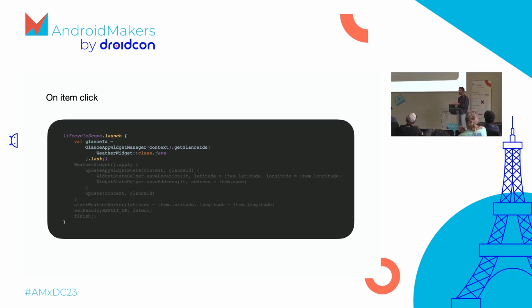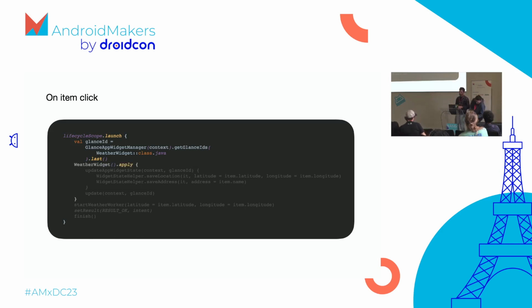So as you can see, the most important thing in the whole Glance is knowing your Glance ID. And to know it here, I'm calling again Glance App Widget Manager with get Glance IDs with my class, and I'm just taking the last one. The reason is that when user is placing the widget on the home screen, the app ID and Glance ID is already created. So it is the last one in that list. It doesn't have the state yet, so I cannot search it for my latitude and longitude or something like that. But it is the last one in the list.